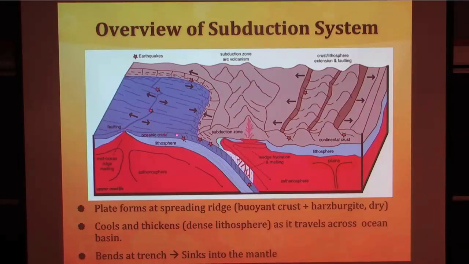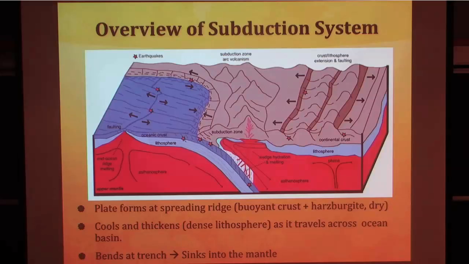It has a buoyant oceanic crust, and also a buoyant harzburgitic layer, which is the layer that has been melt depleted in order to form the crust. That layer can be very important in terms of the behavior of a plate or a slab because it's also very dry, and we know that dry rocks are usually much stronger than wet rocks.